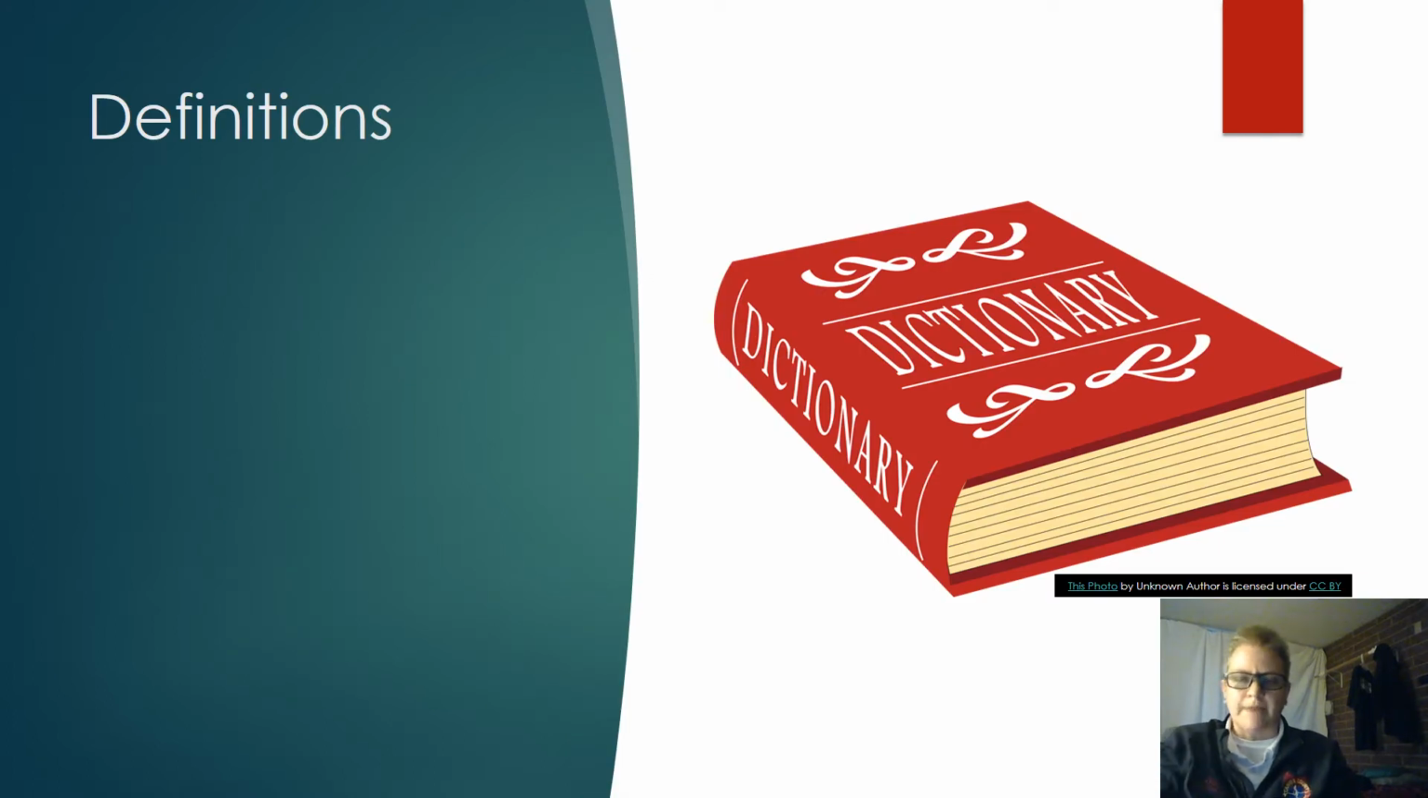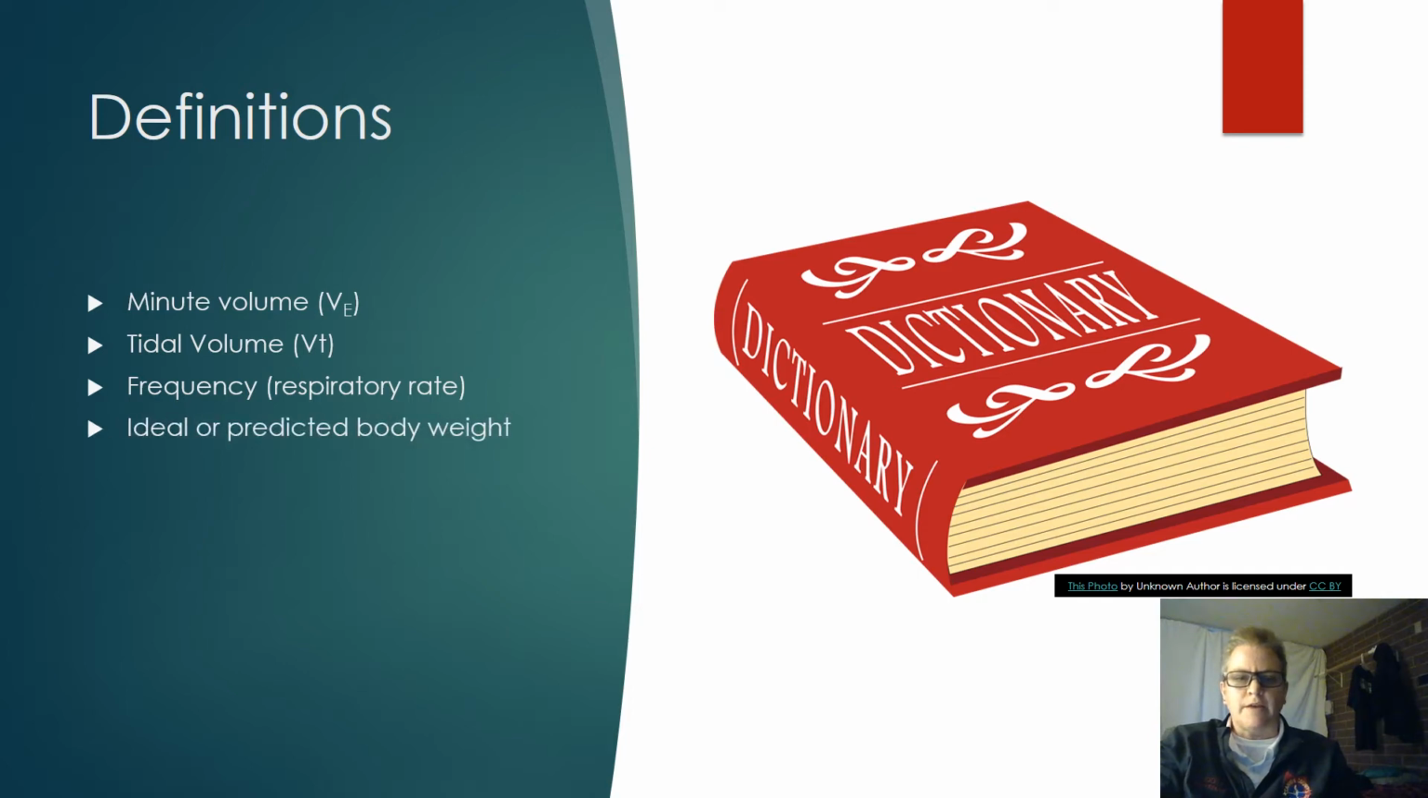We're going to go through some basic definitions, and we'll spend more time on each one of these. So minute volume, tidal volume, frequency or respiratory rate, ideal and predicted body weight, and how to figure those out. Some basic modes of ventilation. I'm not going to go into real advanced modes at all because we can't use them. We might as well not spend a whole lot of time right now doing that.